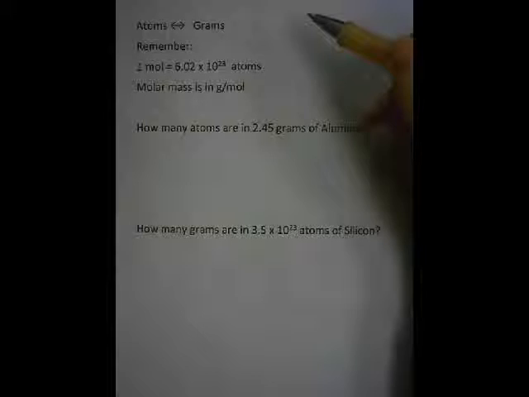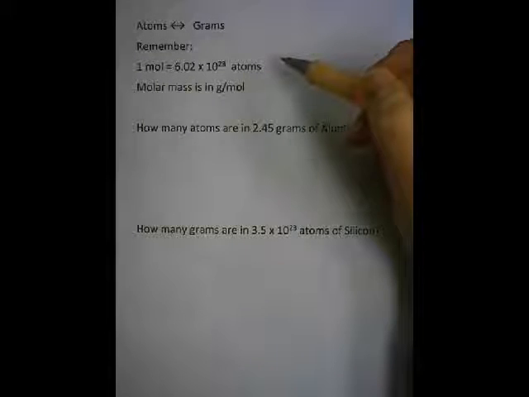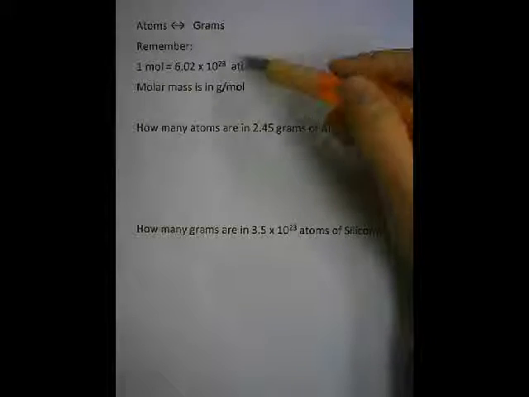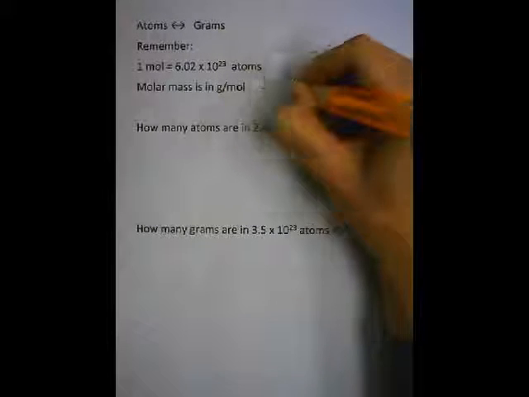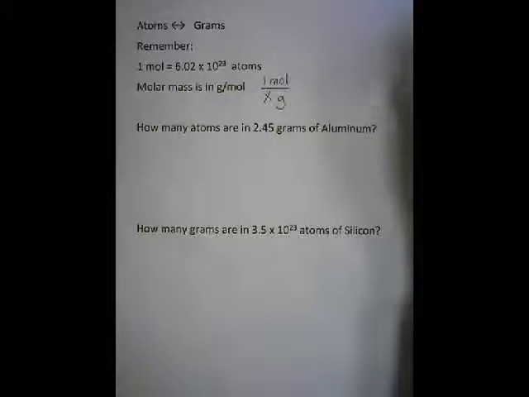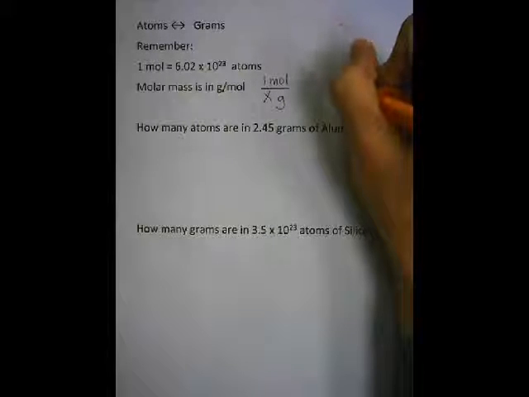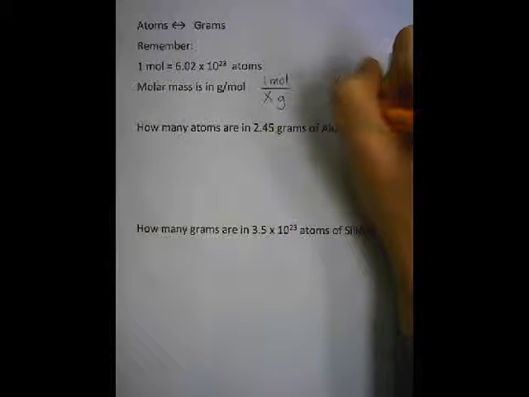In this lesson, we'll be reviewing how to go between atoms and grams. You have to remember that 1 mole is equal to 6.02 times 10 to the 23rd atoms, and that molar mass is in grams per mole. We could either write 1 mole over x grams, depending what the element is, or we could write grams over 1 mole.